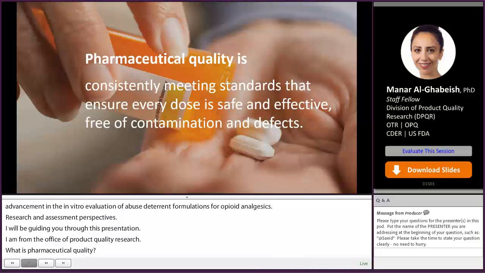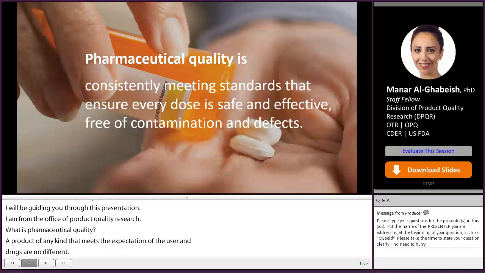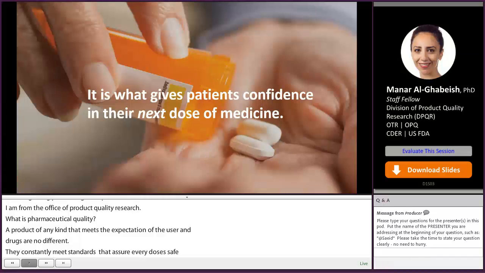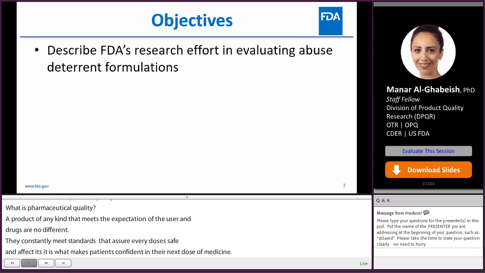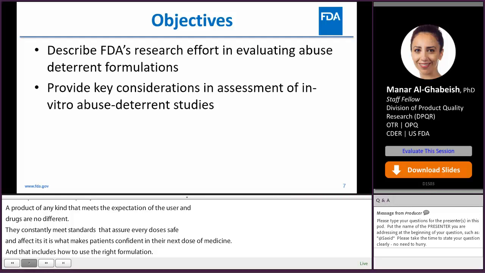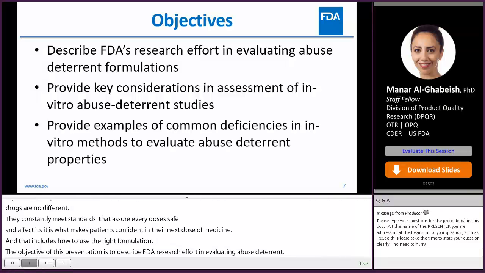Pharmaceutical quality is constantly meeting standards that ensure every dose is safe and effective, free of contamination and defects. It is what gives patients confidence in their next dose of medicine, and that includes abuse-deterrent formulation. The objective of these presentations is to describe FDA research effort in evaluating abuse-deterrent formulations, provide key considerations in assessment of in vitro abuse-deterrent studies, and provide examples of common deficiency in in vitro methods.